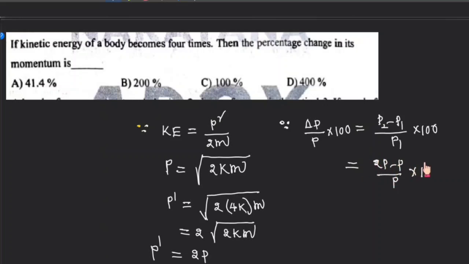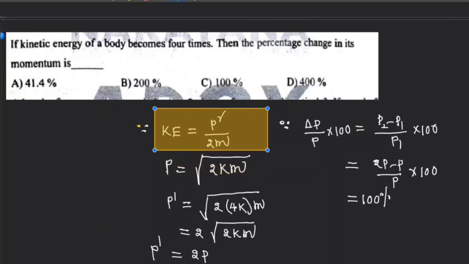Now we have to find out the percentage change. Therefore delta p by p into 100 is equal to p2 minus p1 by p1 into 100, right? So p2 minus p1 is nothing but 2p minus p, by p, into 100. That will be equal to 100 again, so it is going to be 100%, right? That is a question that you have to keep in your mind. It is only a basic question.